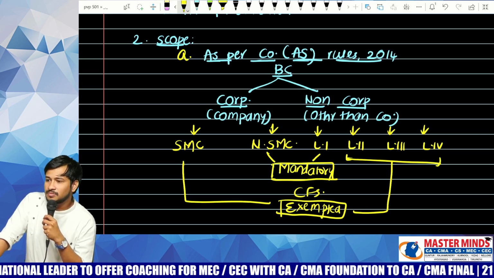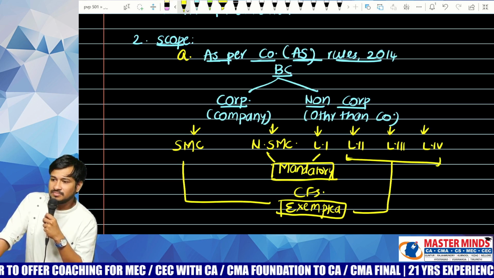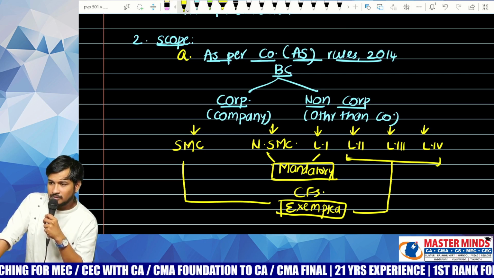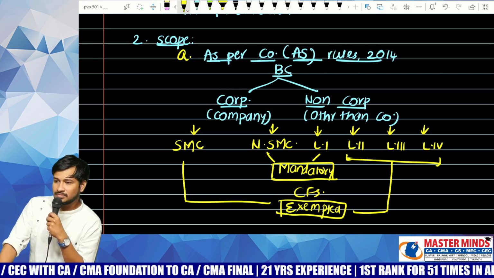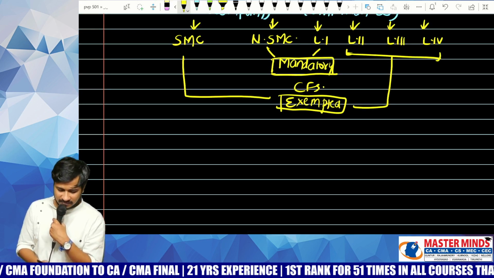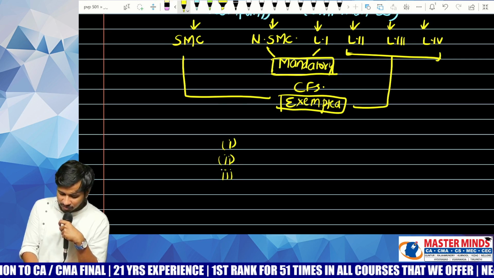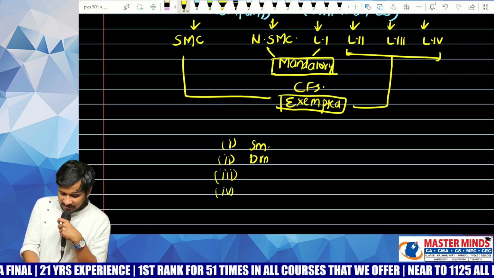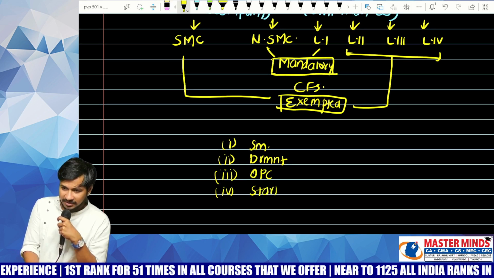The following companies are exempted even though it is a non-SMC. Write in that. Write all the 4 companies. What are all the 4 companies? Small company, dormant company, one person company, startup private company.